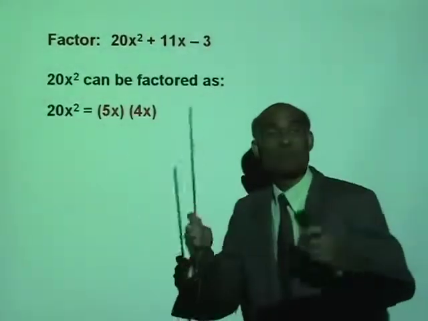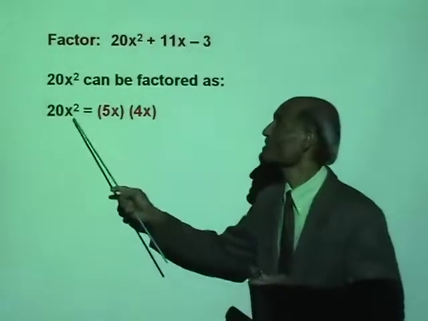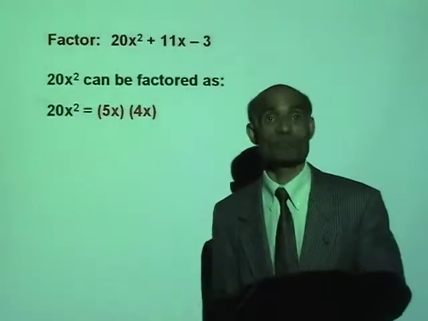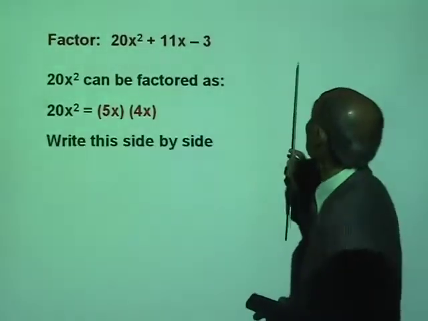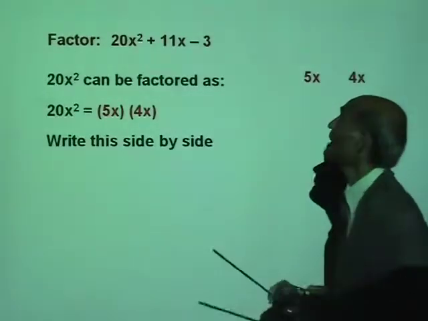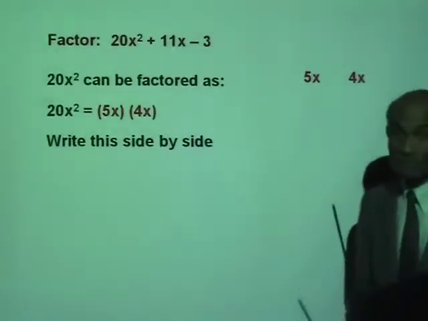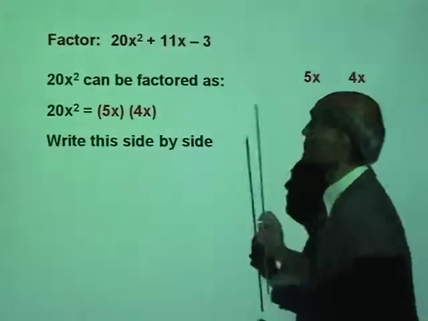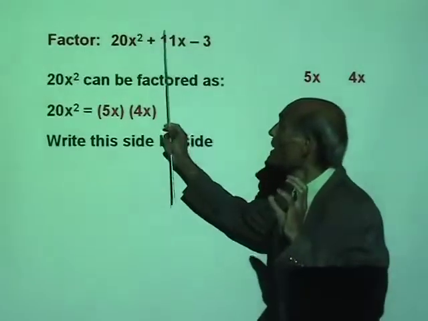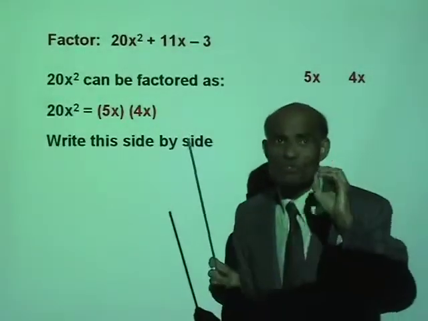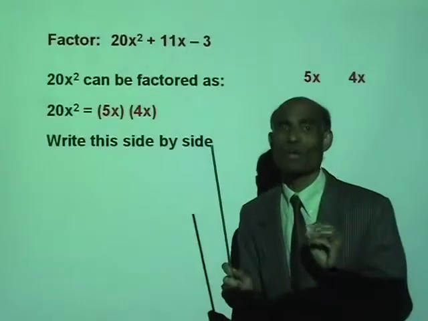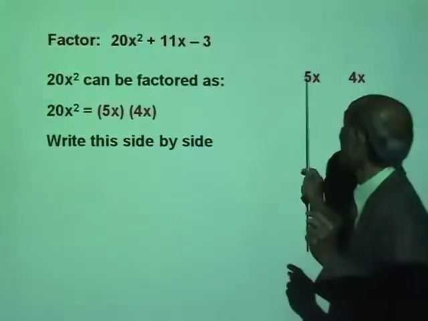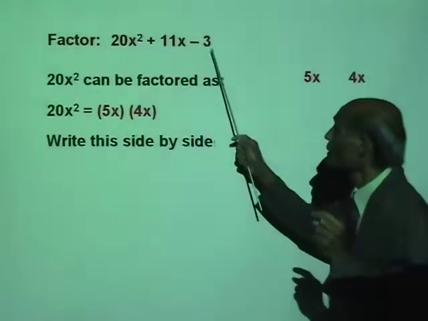Let's start with the middle type of factors. 20x squared is factored as 5x times 4x. Let's write them side by side, 5x and 4x. The moment I write this, I will be looking at my middle term. I need to produce 11 in the middle. Now, look at the way my thinking goes. I see a 3 there. Now, I have a 5, a 4, then a 3.